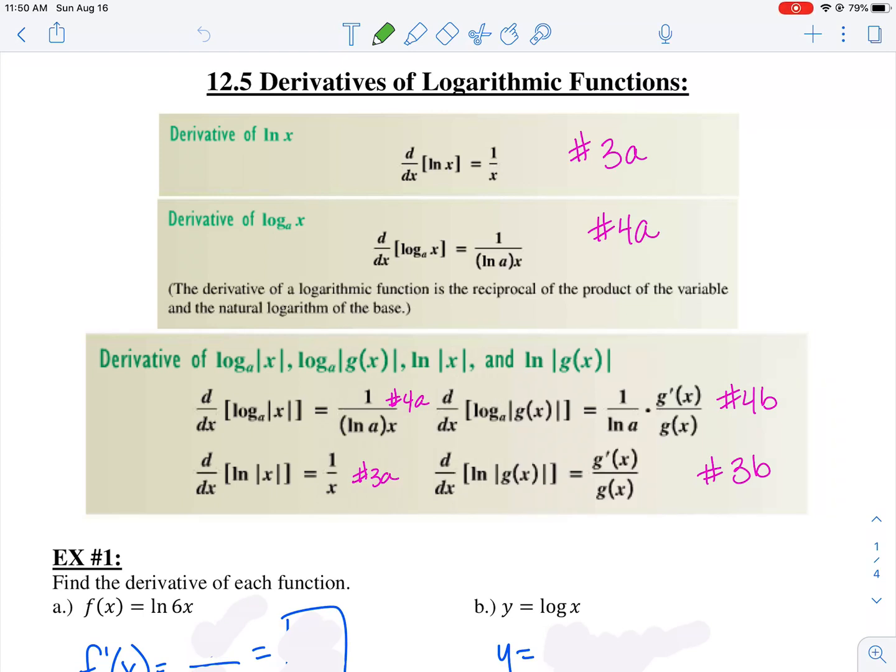All right, we finally made it to our last section in chapter 12. So these are the last derivative rules we're going to talk about. Now, there are some that you need to memorize. I think there's 8 or 9 of them. So again, make sure that you print off that worksheet in Canvas and you practice those rules.